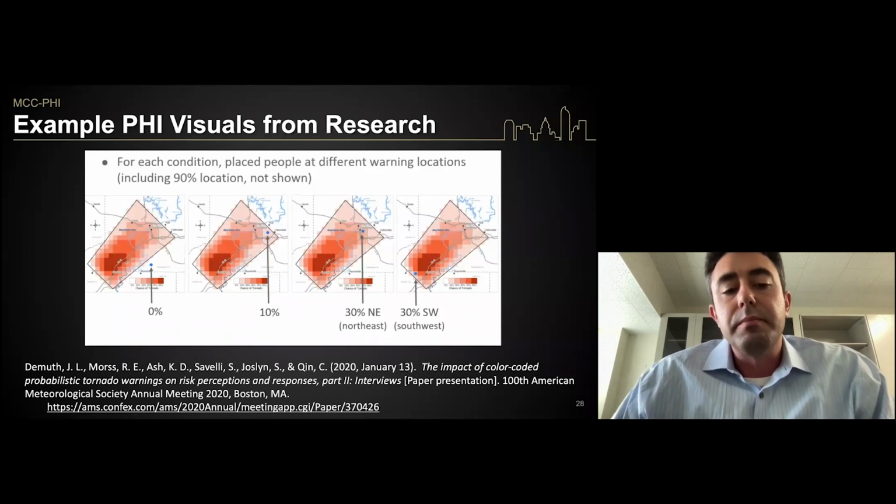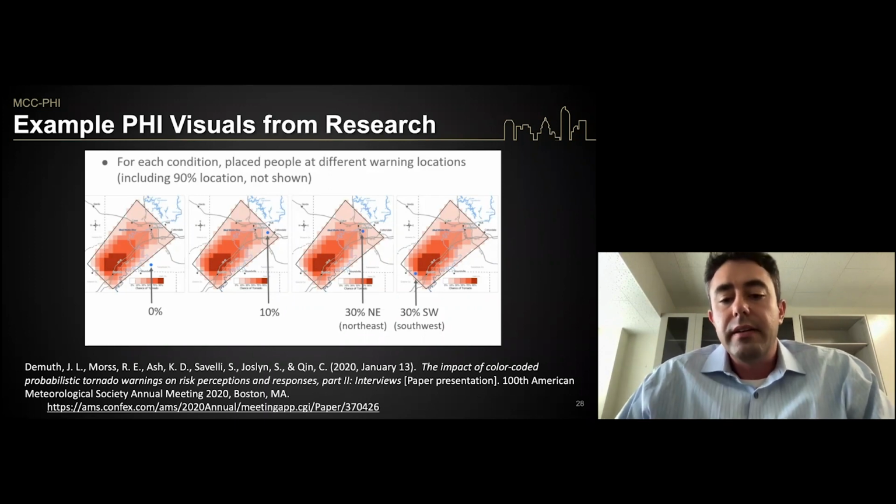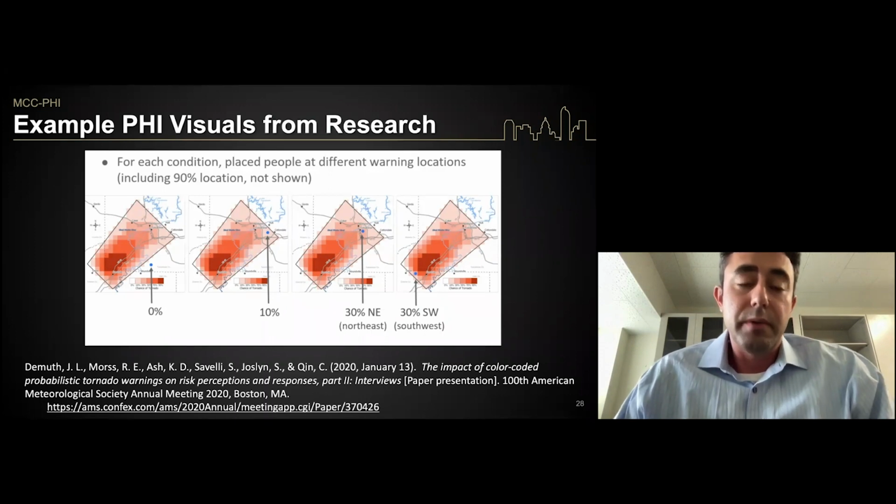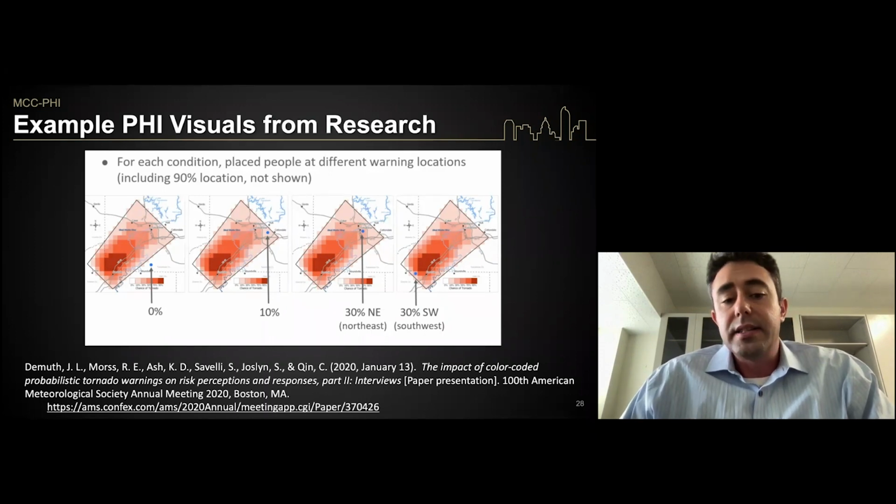This is a study by Demuth et al., and they've looked here at how one's location within a different FEE swath will impact their risk perceptions and their responses. You can see by the blue dot here, sometimes the recipient is inside the warning polygon or inside one of the FEE swaths, and sometimes they're outside. And then they ask through experimental design what kinds of risk perceptions and responses people have.